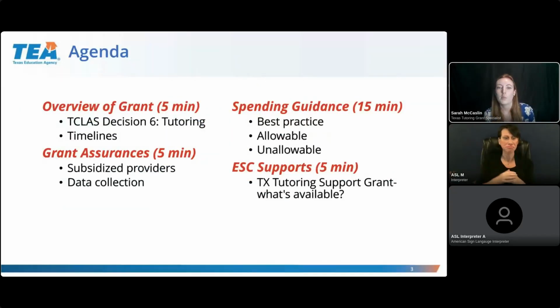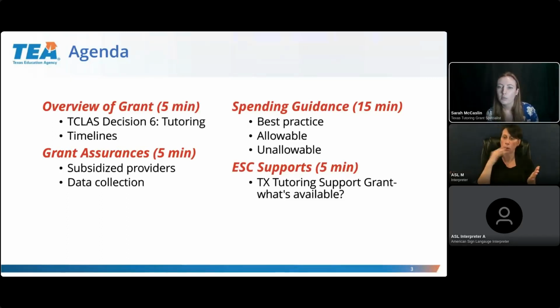So today, this is a little bit of a breakdown of how I see us spending our time. There will be an overview of the T-Class Decision 6 grant, specifically the high impact tutoring. I'll give a timeline of that grant cycle, as well as dive into the grant assurances that Decision 6 LEAs have agreed to. We'll spend a particular amount of time honing in on the subsidized provider element of this Decision 6 grant, as well as data collection and where we see that moving forward.